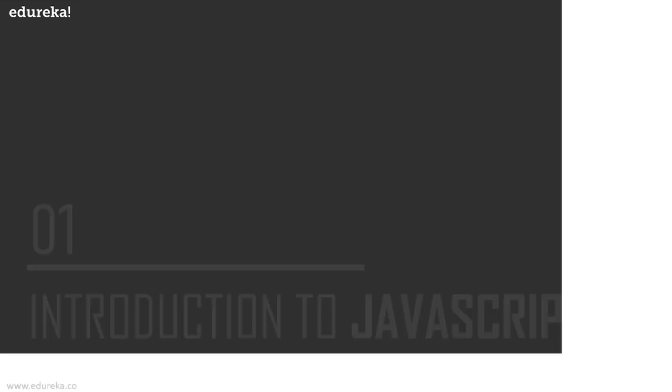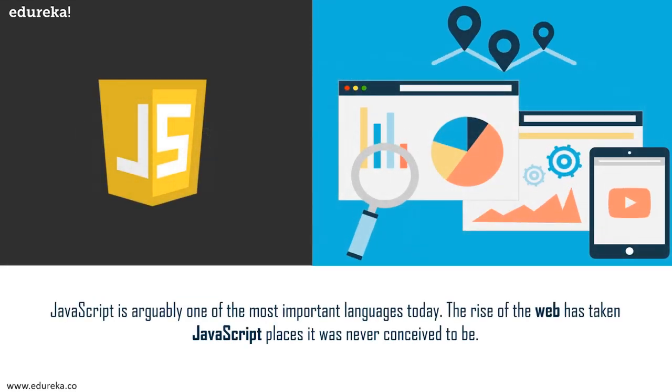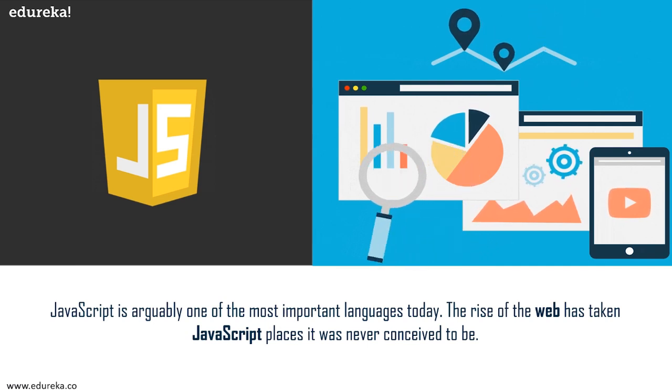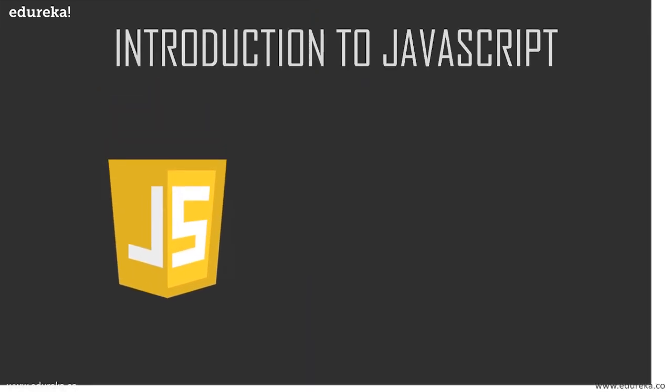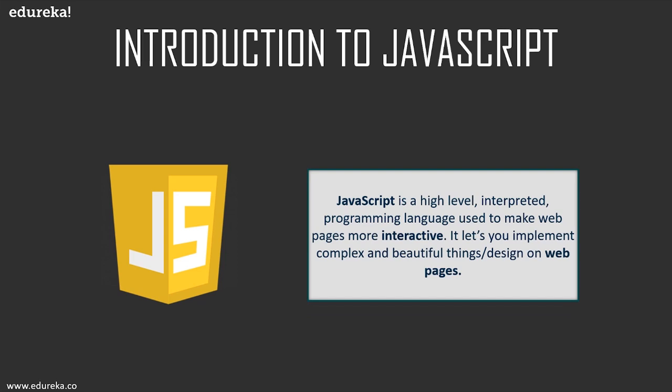So let's get started. Now, what is JavaScript? JavaScript has definitely become one of the most important programming languages when it comes to web applications or any sort of web development. The rise of the web has taken JavaScript places it was never conceived to be. Basically, JavaScript is a high-level interpreted programming language that is used to make web pages more interactive. It also allows you to implement complex and beautiful things or creative designs on your web pages. So to sum it up, JavaScript actually gives life to your web page and makes it more interactive and look more alive.